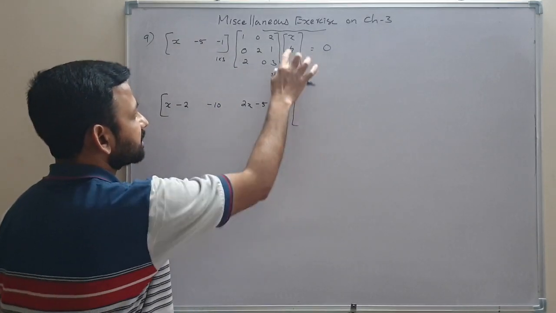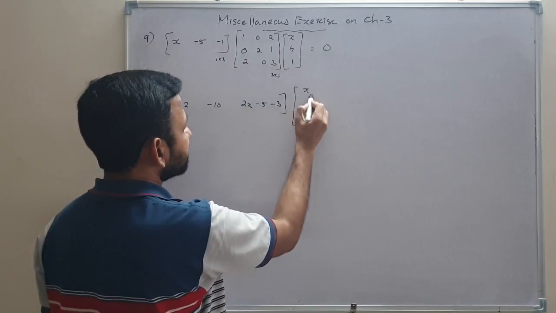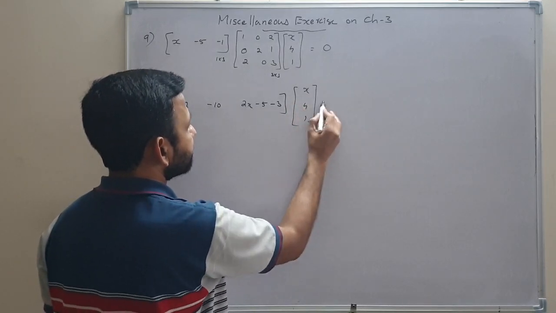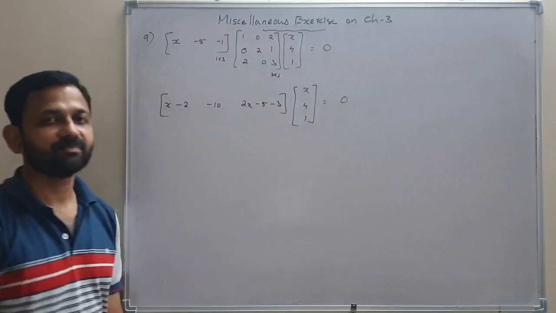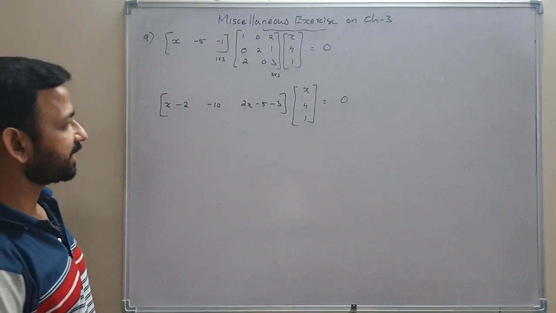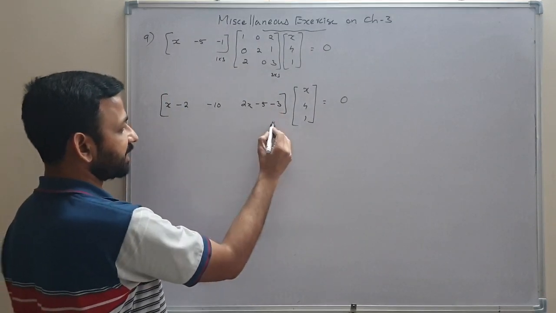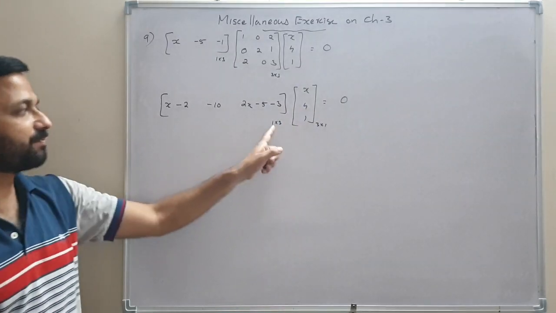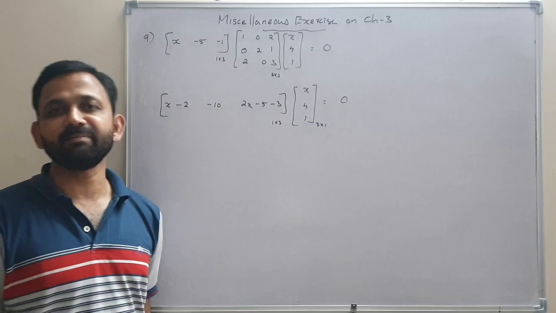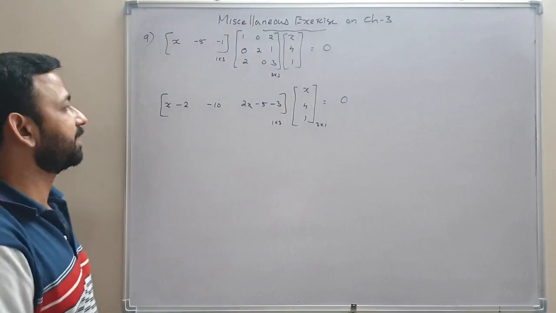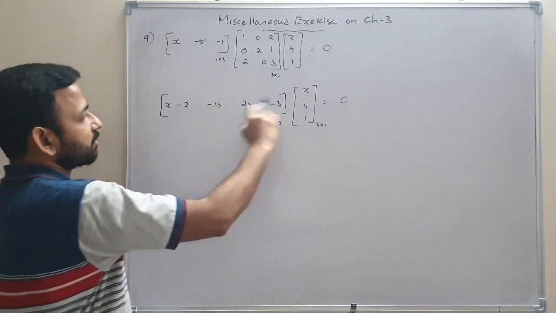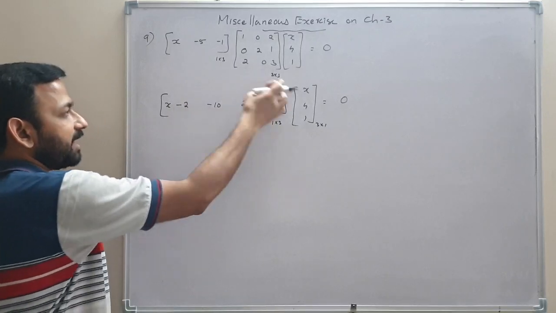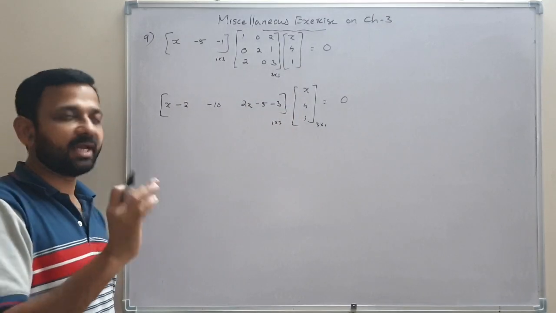Then we can write the third matrix, that is x 4 1, equal to 0 matrix. Now again we have to find its product. This is a 1 by 3 matrix and this is a 3 by 1 matrix. So when we find its product we will get a 1 by 1 matrix. That means only one element. Then first row into first column, we will find the product of the corresponding elements.